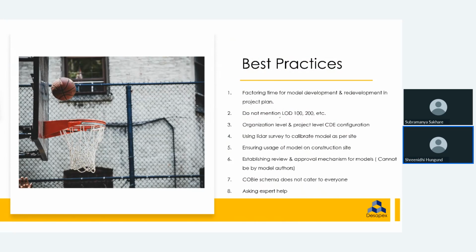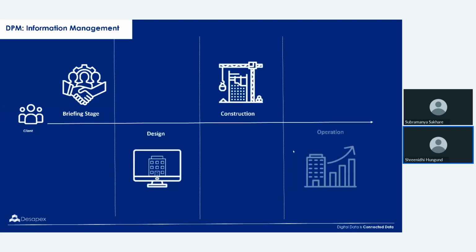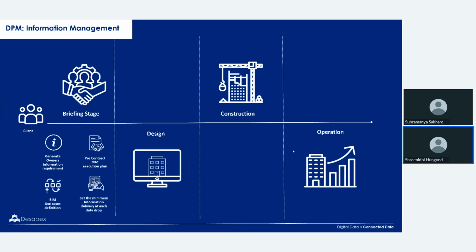And the last point is asking for help. If you don't know, definitely ask for help. There are many specific industry bodies and also consulting firms who specialize in helping with digitalization during construction, design, and operation stages. I think we should start asking for help rather than assuming that we know everything. So these are the information management methodologies which we are using for digital project management during the briefing stage, design and construction stage, and operation stage.